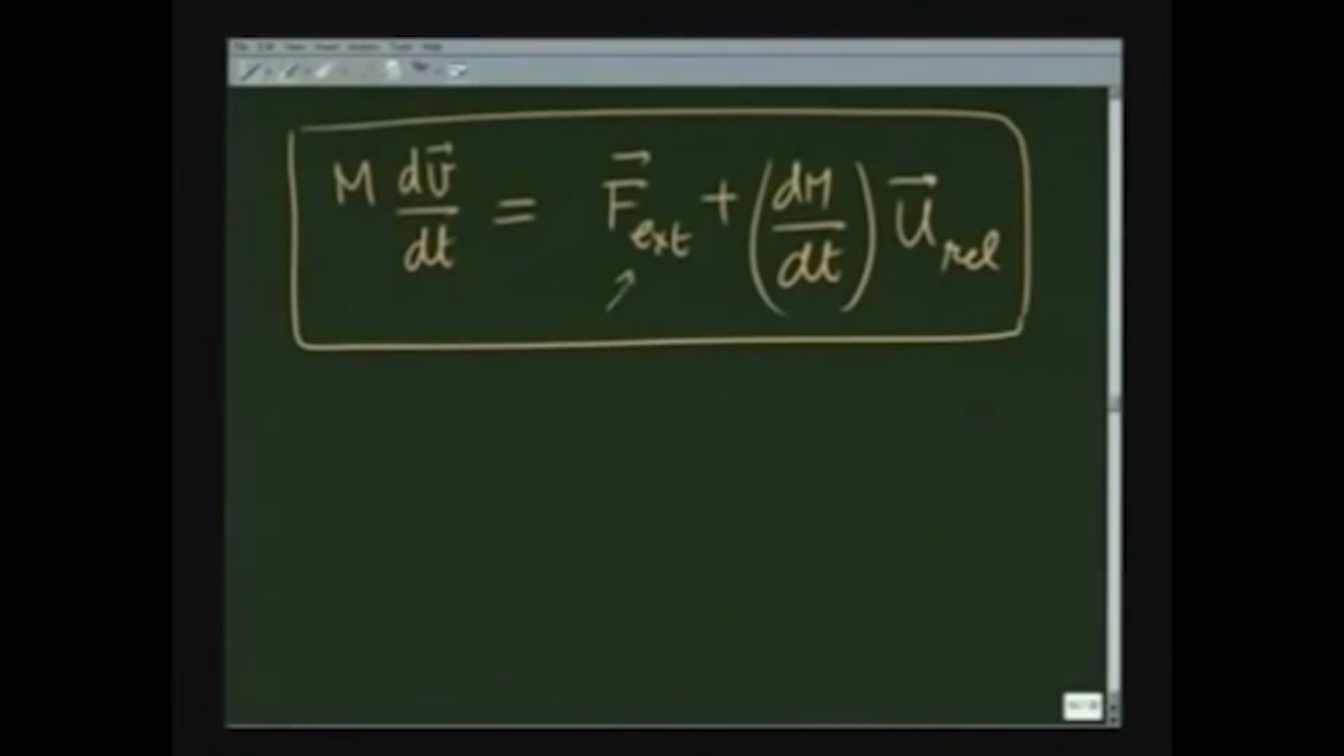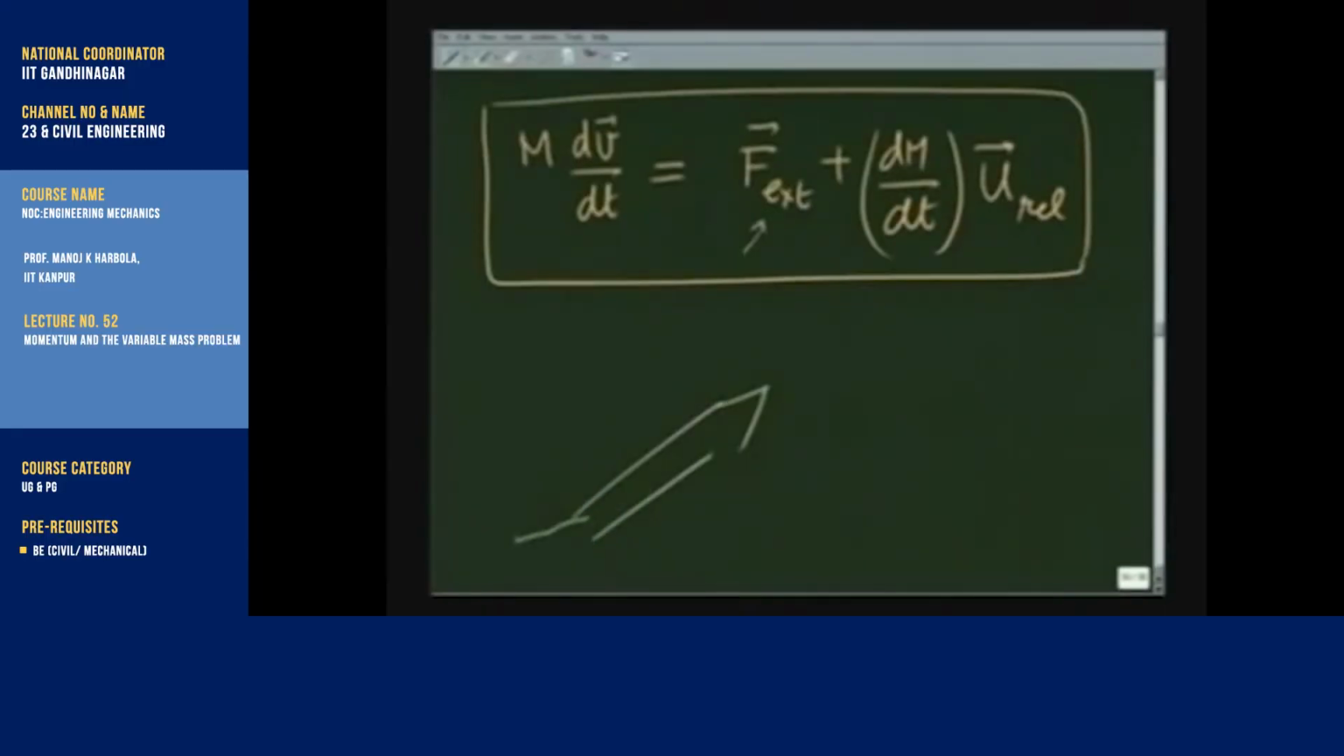Let us try to apply this to the rocket problem. In my rocket problem, what we have is a rocket that exhausts gases, and this exhaust is at a constant relative velocity with respect to the rocket.